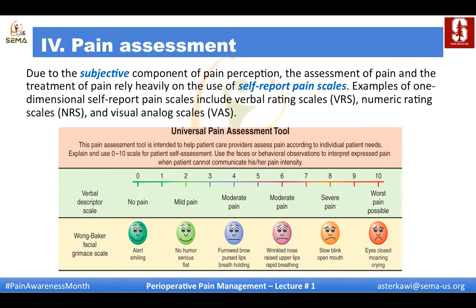Remember, the first thing I started with: pain is a subjective component. So the assessment of pain and the treatment of pain rely heavily on the use of self-reported pain scales. We have multiple examples. Probably one of the easiest is the numeric rating scale. You just ask the patient, would you please rate your pain for me from 0 to 10? 0, no pain, and 10, worst pain possible.